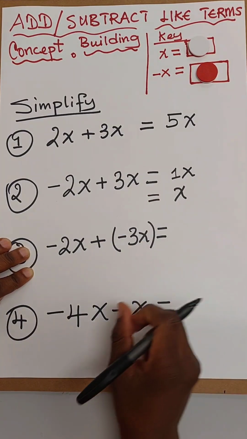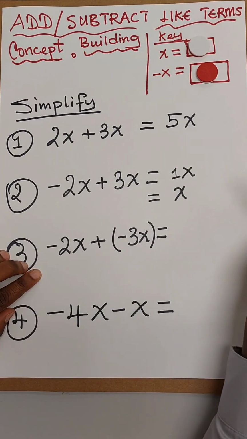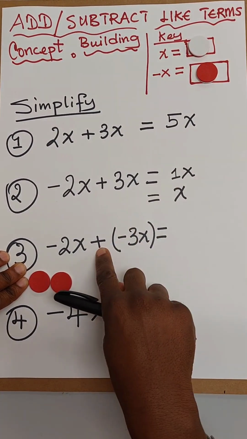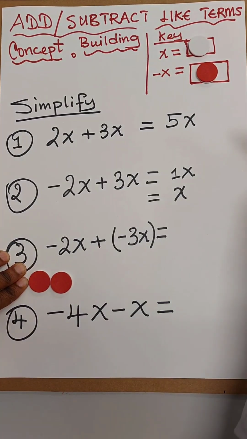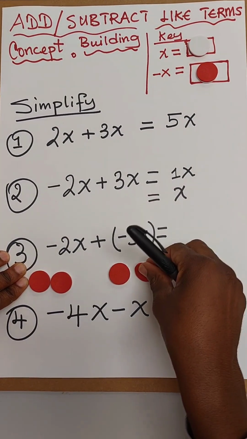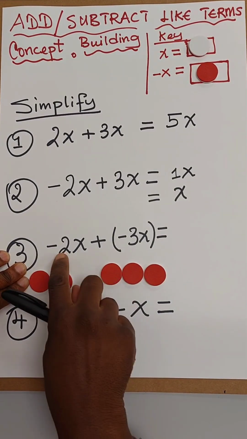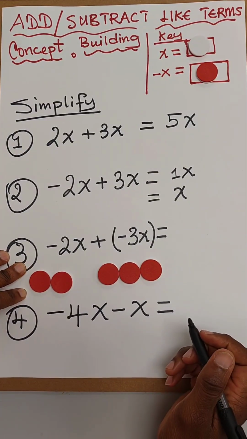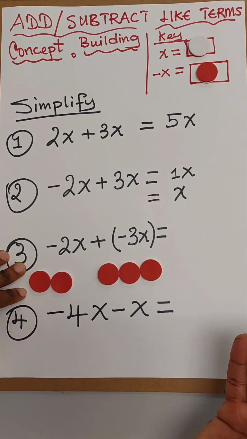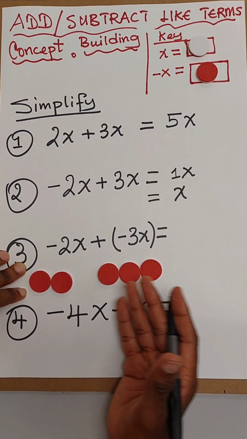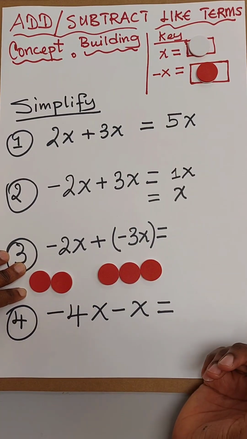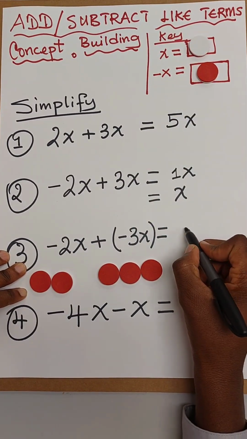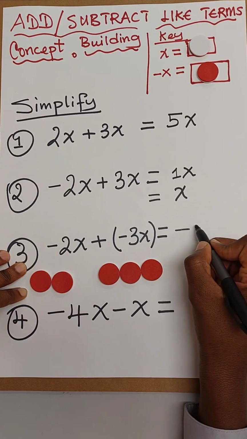Okay. Next, negative 2x. So we're calling for 2 red chips plus negative 3x. So it said plus, bring in 3 more red chips. That's what it's asking for. So that I have 2 red chips here, I need 3 more red chips. Okay, so how many red chips do I have now? 5. Do I have any white chips that will take out red chips? No. So what does a red chip represent? Negative x. How many of the negative x's do I have? 5 of them. So negative 5x.